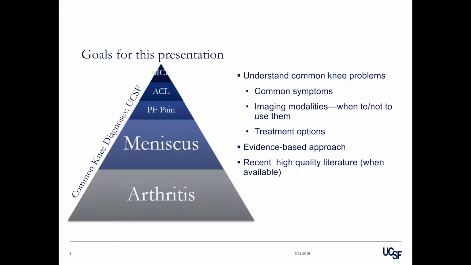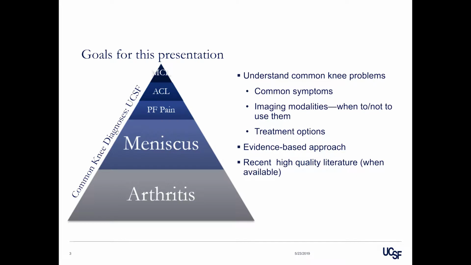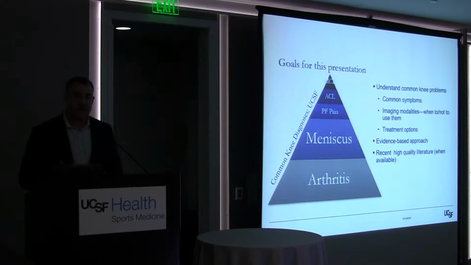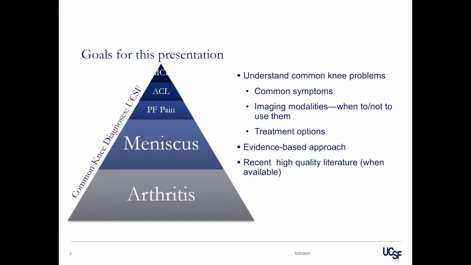So the goals for this presentation are to understand really common knee problems in a straightforward, systematic, evidence-based approach. We're going to talk about common symptoms that overlap, what imaging modalities to use and when, what the different treatment options are, and try to really go over high-quality literature. I found that patients really appreciate it if you say, I think you should do this because this study shows this, rather than I think you should do this because it just seems like the right thing to do. So the main things we're going to go over are arthritis, meniscus tears, especially in the setting of early arthritis, patellofemoral or anterior knee pain, and some ligament injuries.